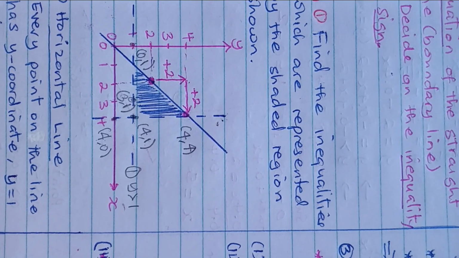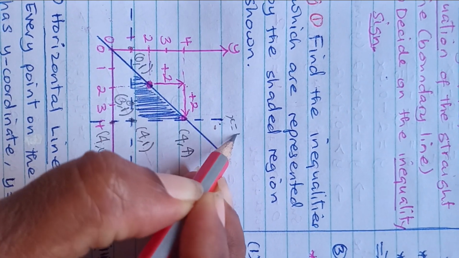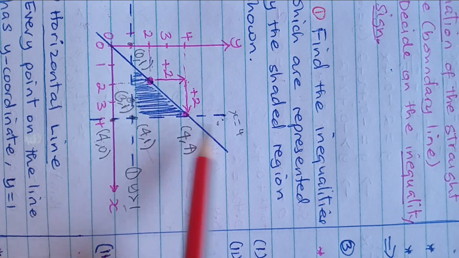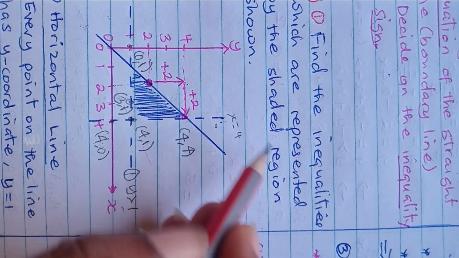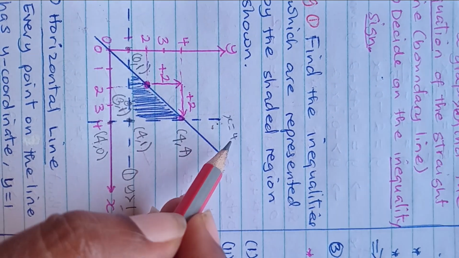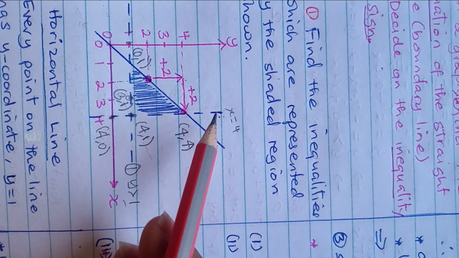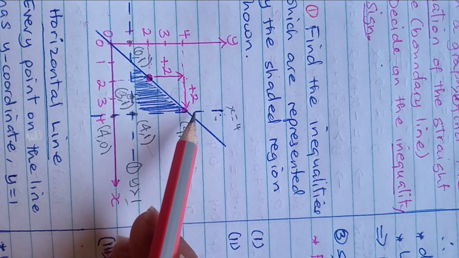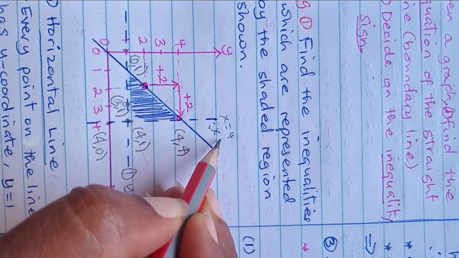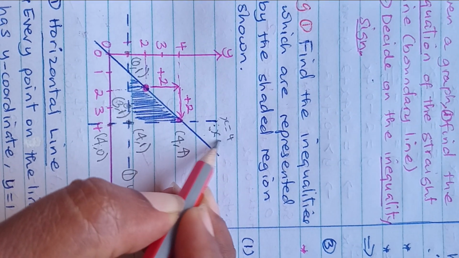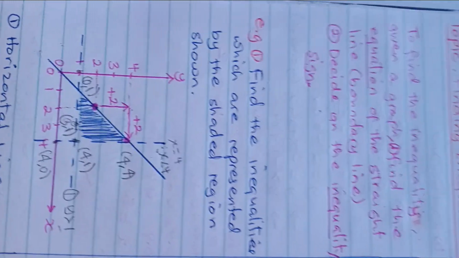Now if you look at the shaded region, it is on the left side of the line, and so the inequality sign will be less than. And then we look at the type of the line. It is dotted or dashed. So our inequality will be x is less than 4, since the line is not solid or bold.